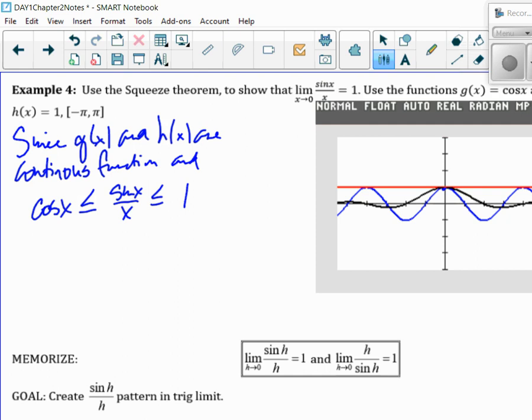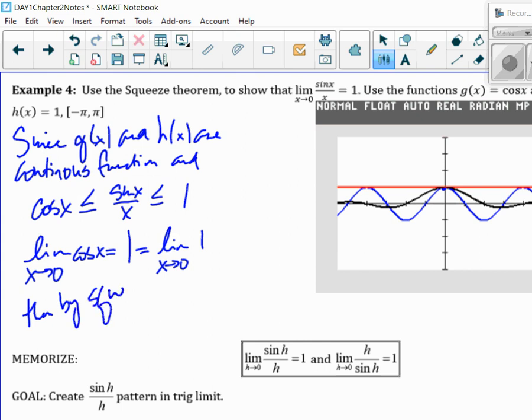The limit? Yep. So the limit as x goes to 0 of cos x, and I could have stated it as g of x, doesn't matter, is equal to what? 1? And does everybody see that's the same thing as the limit as x goes to 0 of 1? That was one of the things we learned. Then, by squeeze theorem, the limit as x goes to 0 of sine x over x equals 1.